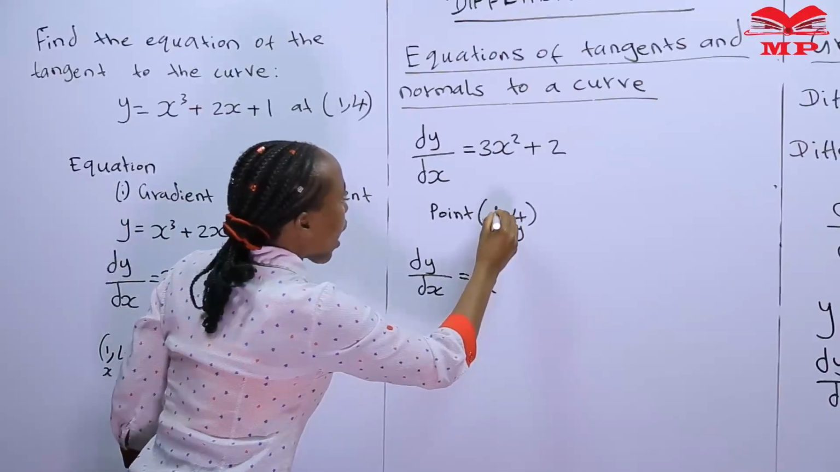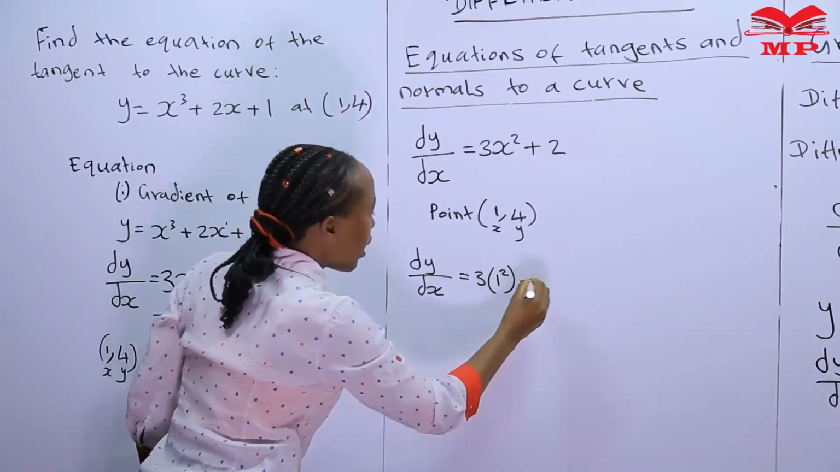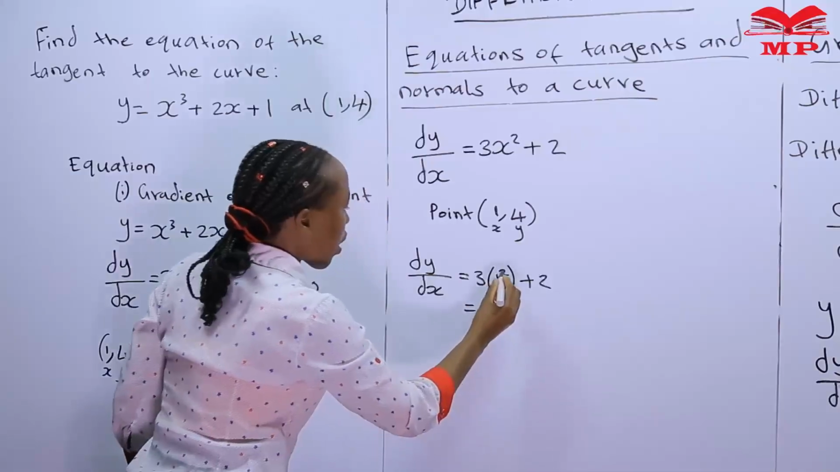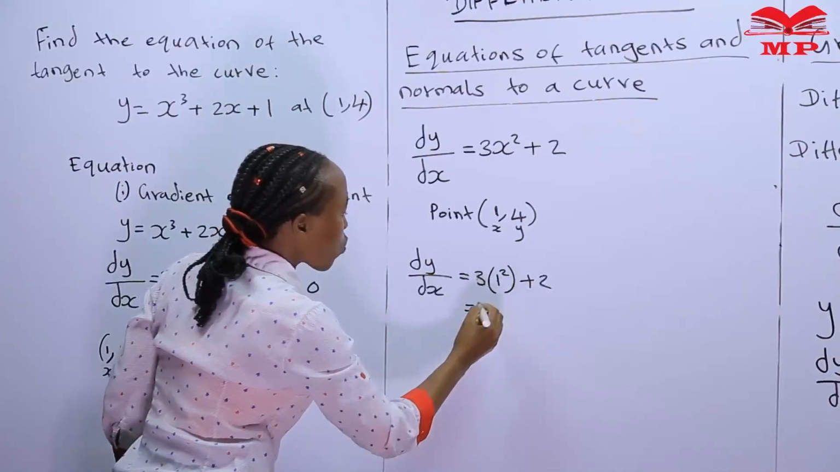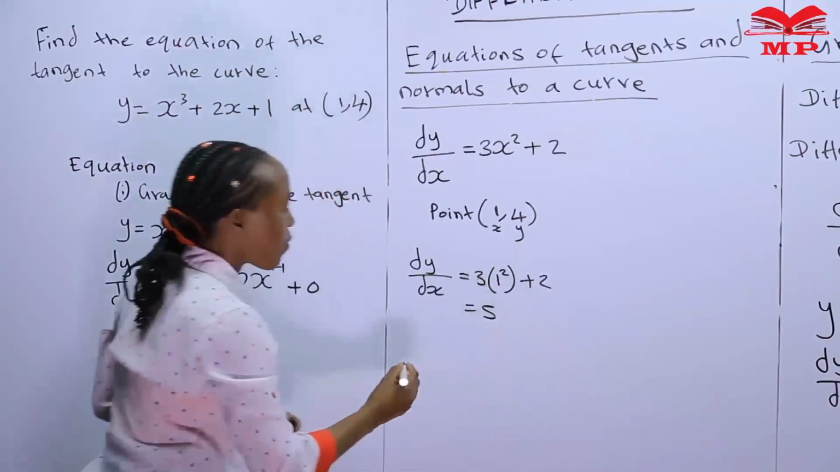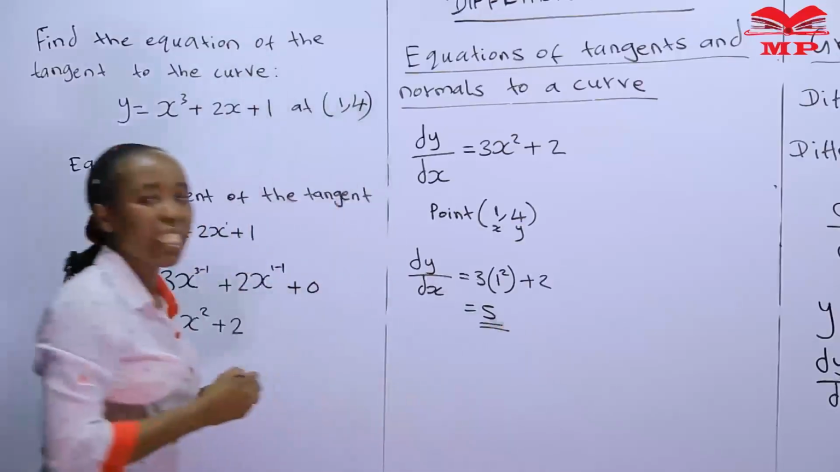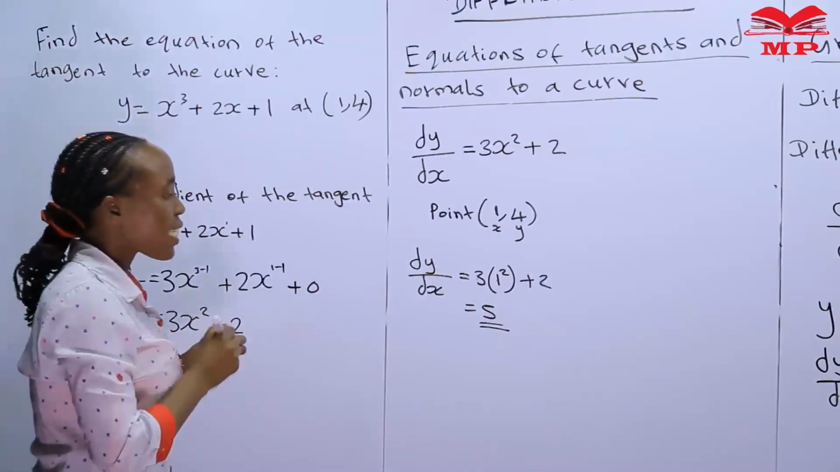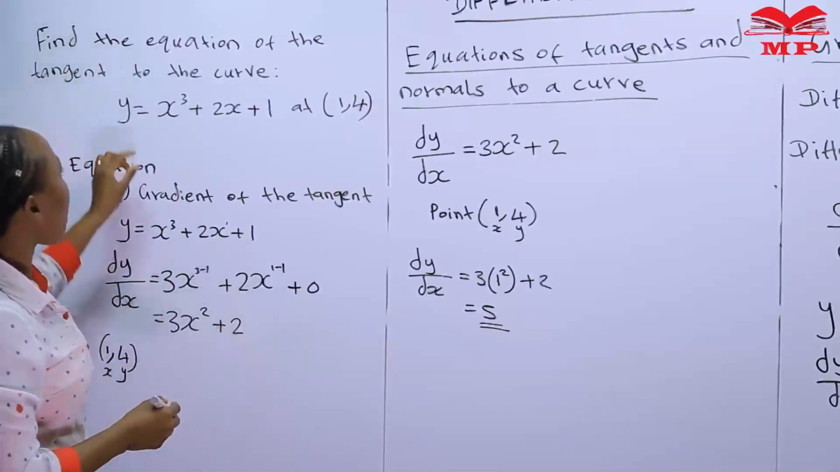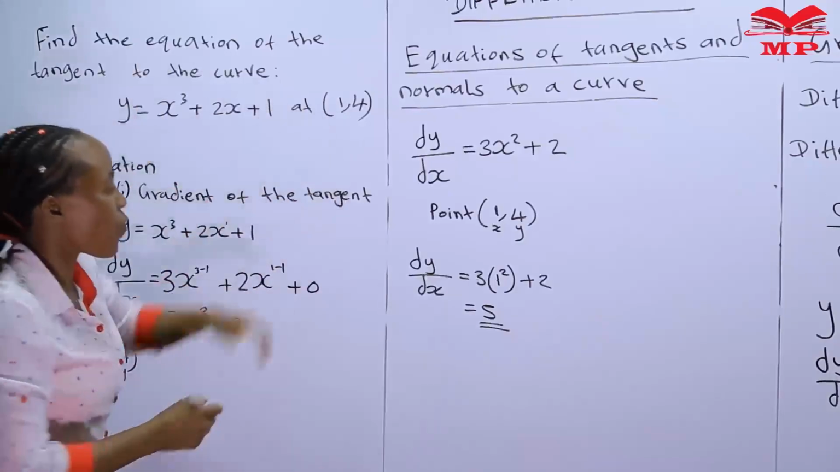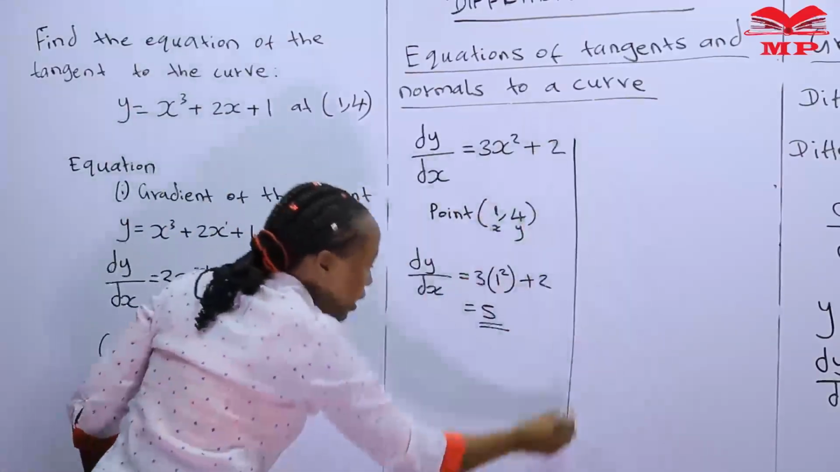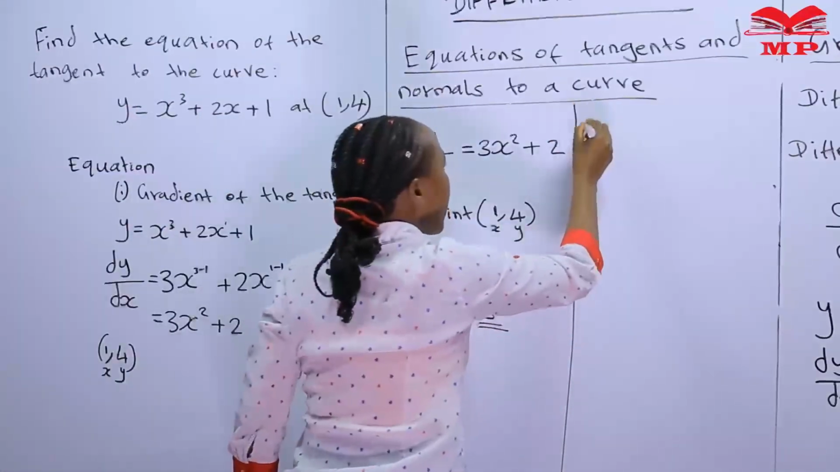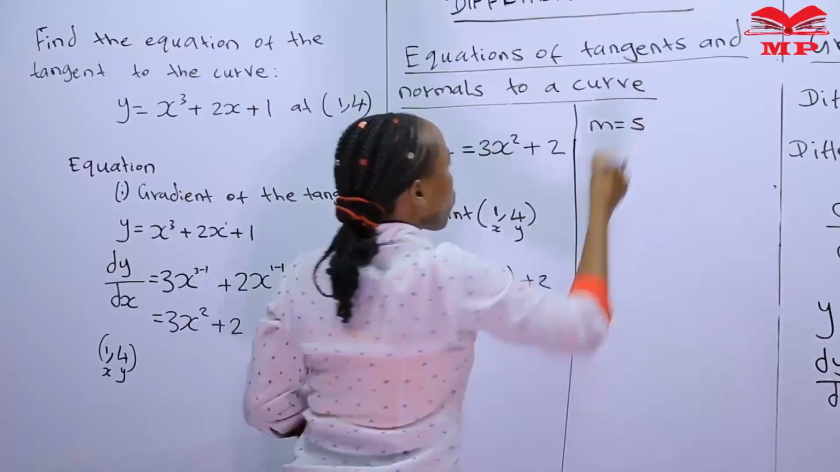Our x is 1, so we have 1 squared, then plus 2. So we have 3 times 1 plus 2, that is 5. So our gradient is 5. That is the gradient of the curve at that point (1, 4). We can simply say that our m, which is the gradient, is equal to 5.